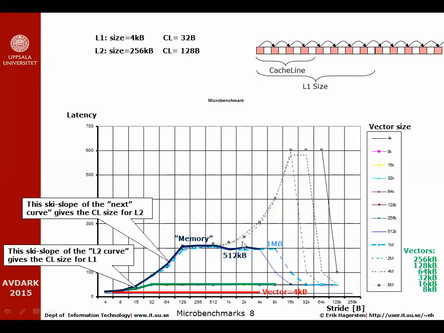Moving to the next curve, 1 megabyte, it has similar behavior: it goes flat and then it drops down for a bit. And then comes an interesting curve here. The interesting curve is this 2 megabyte curve. The 2 megabyte curve goes up to a peak and then goes down again.